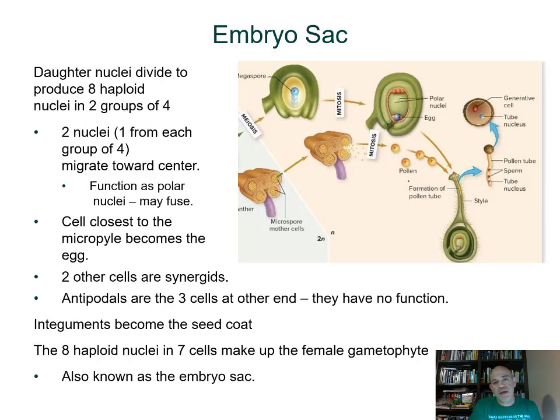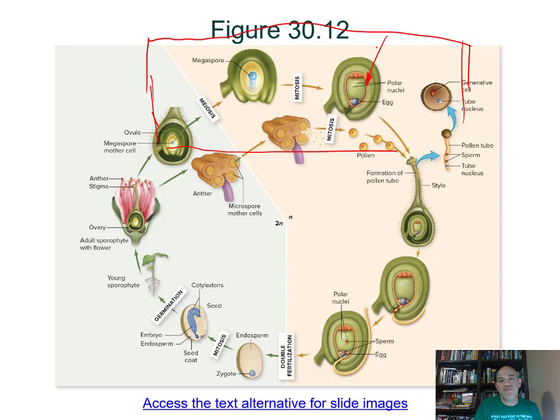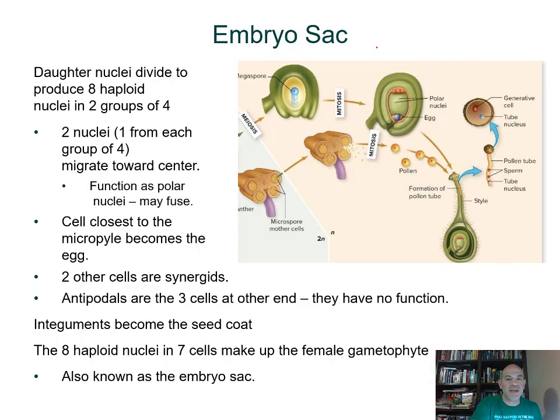And so when we look here at this life cycle, what I did was I just cut out this area here. So we're here in the ovary. We start with our megaspore mother cell, the megasporocyte, and we're just going to go through the part where we develop the female gametophyte. So we're going to take a look at that in this structure here.